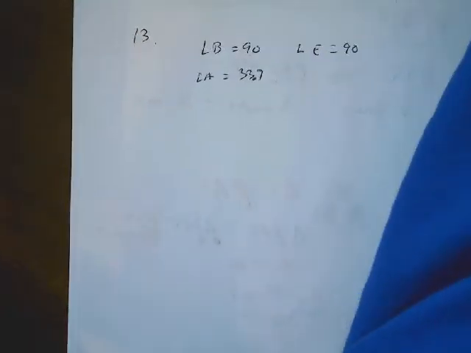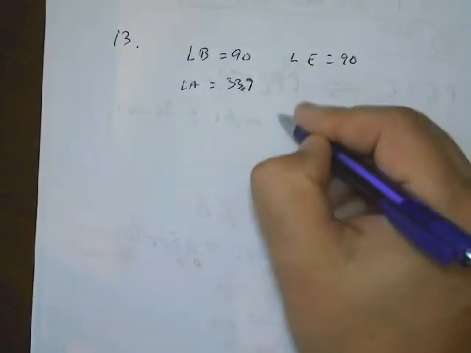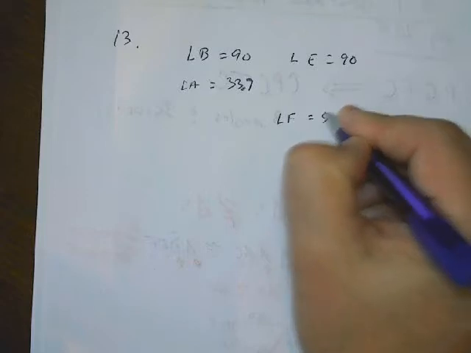Can you guys see that okay? Is that showing up all right? Not too bad. Angle A is equal to 33.7. Let me focus down a little bit. 33.7, okay? And then we know that angle F is equal to 56.3.